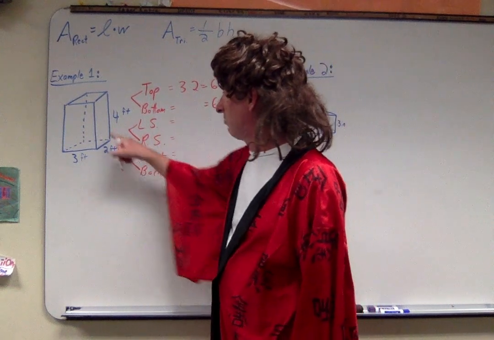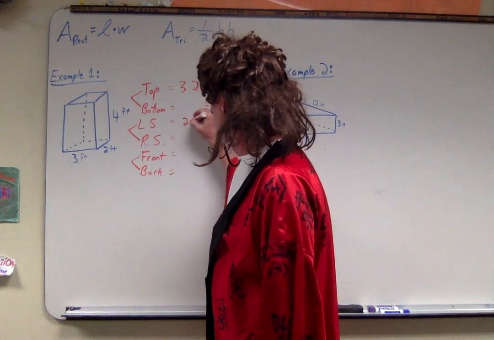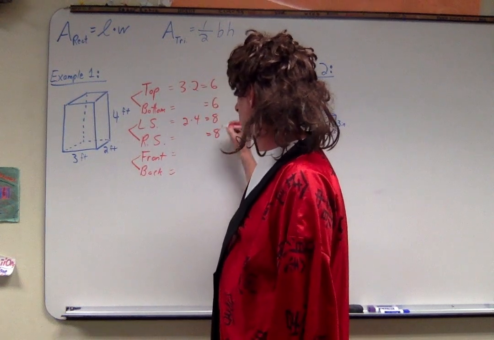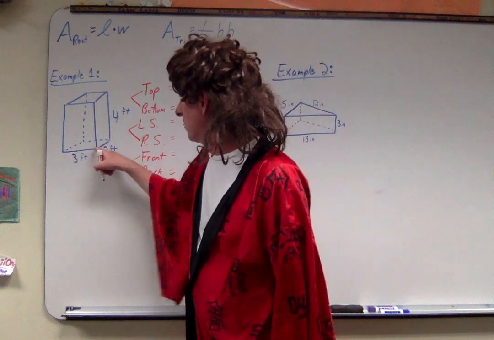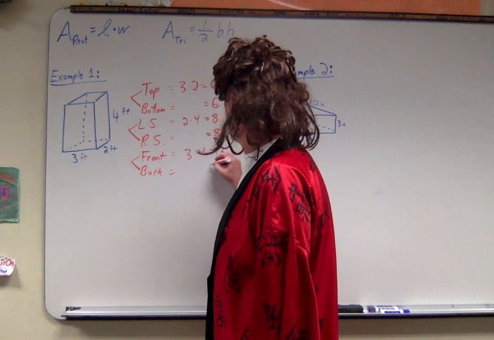Let's look at the left and right hand sides. They look like they're a 2 by 4. 2 by 4 is going to be an 8. That means this bottom one's going to be an 8. Let's take a look at the front and back. The front and back are going to be a 3 by 4, which is a 12, so the back is a 12.